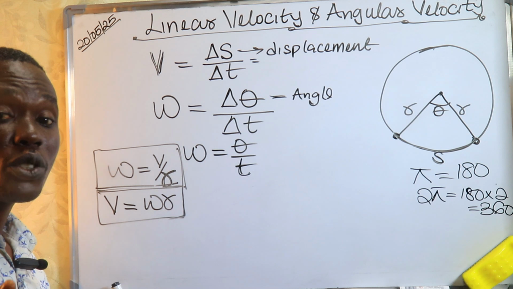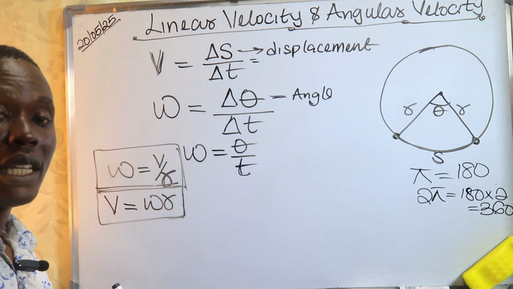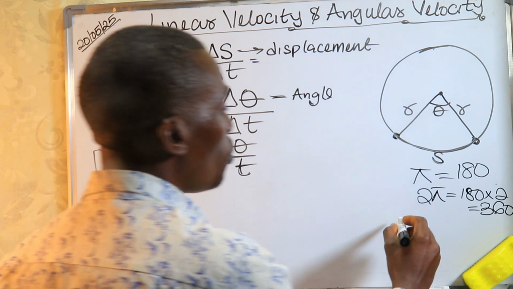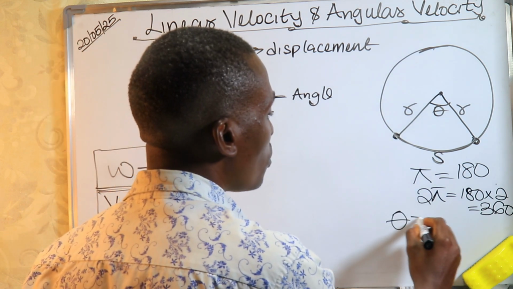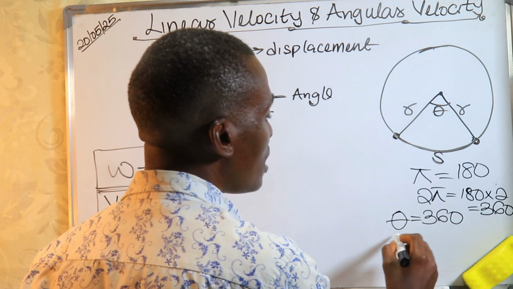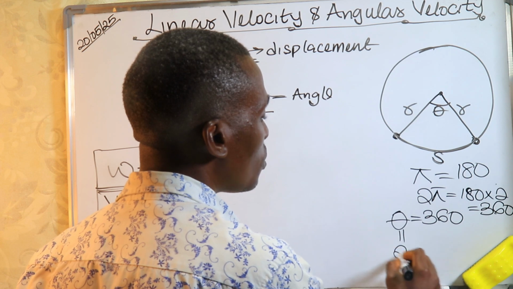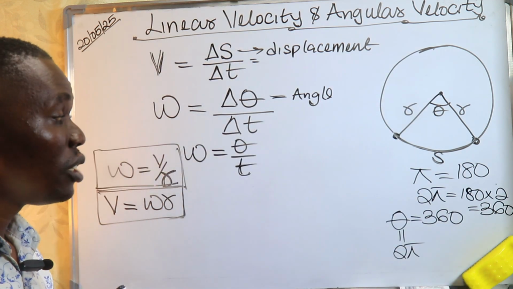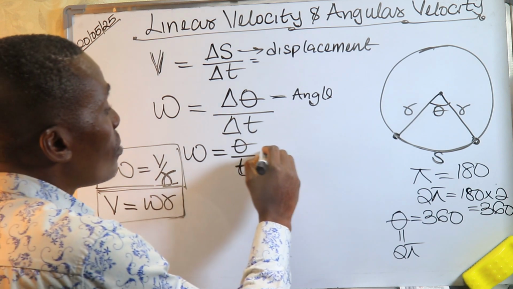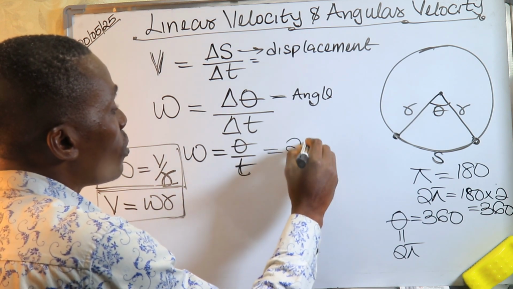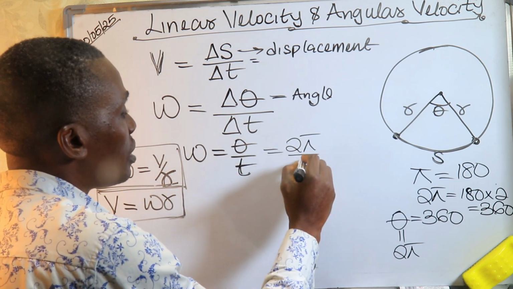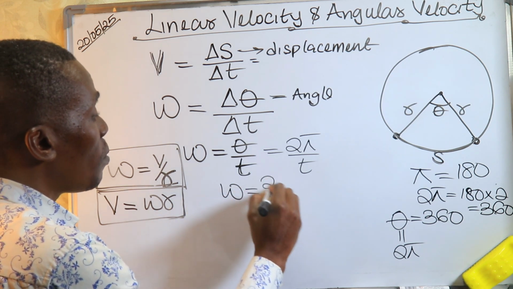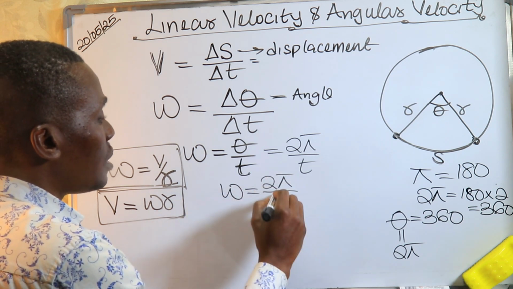Now remember something. Theta, 2 pi is like going round. So theta always equals what? 360. That means this theta also equals 2 pi. Good. So that means I can now say my angular velocity equals 2 pi over t. So my angular velocity equals 2 pi over t.